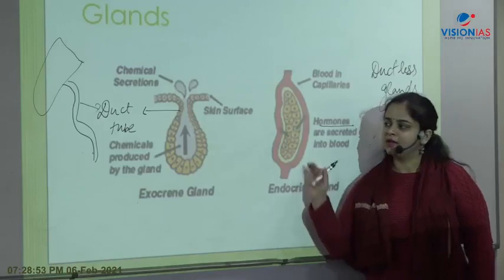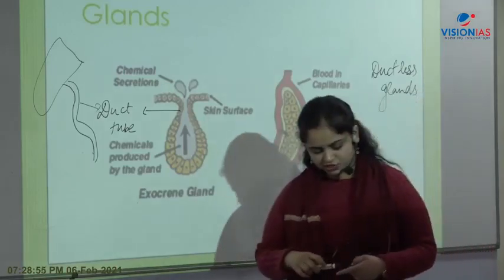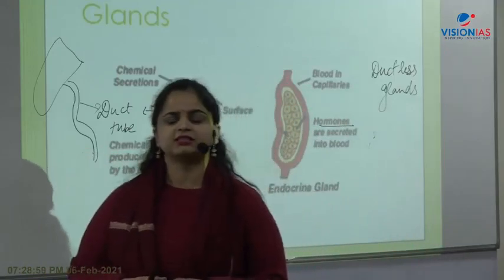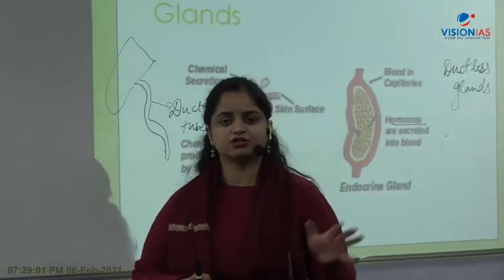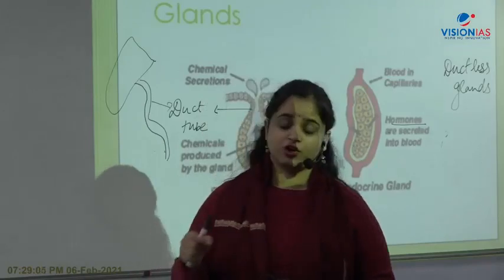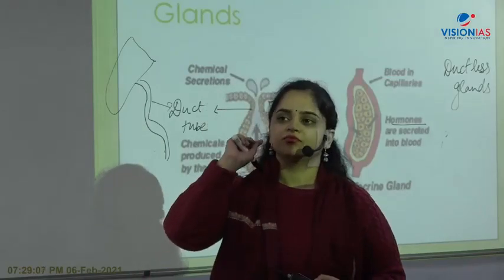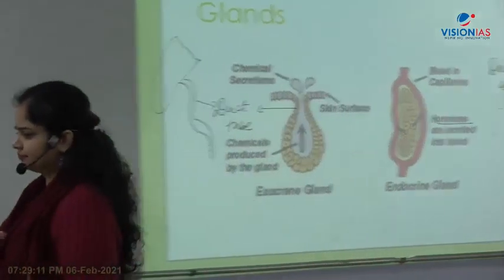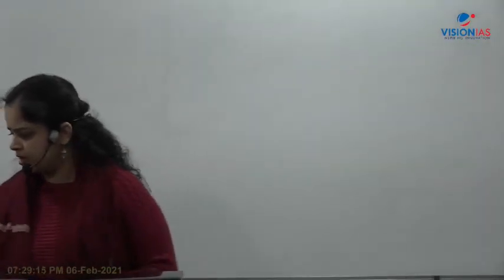Fine. Basically, the job of this endocrine system is to control and coordinate, and it does a very vast variety of functions. We're going to talk about all the endocrine glands, what are the hormones produced by them, what is their function. We are going to discuss all of that. But before we go into that, I want you to write down about the endocrine system.